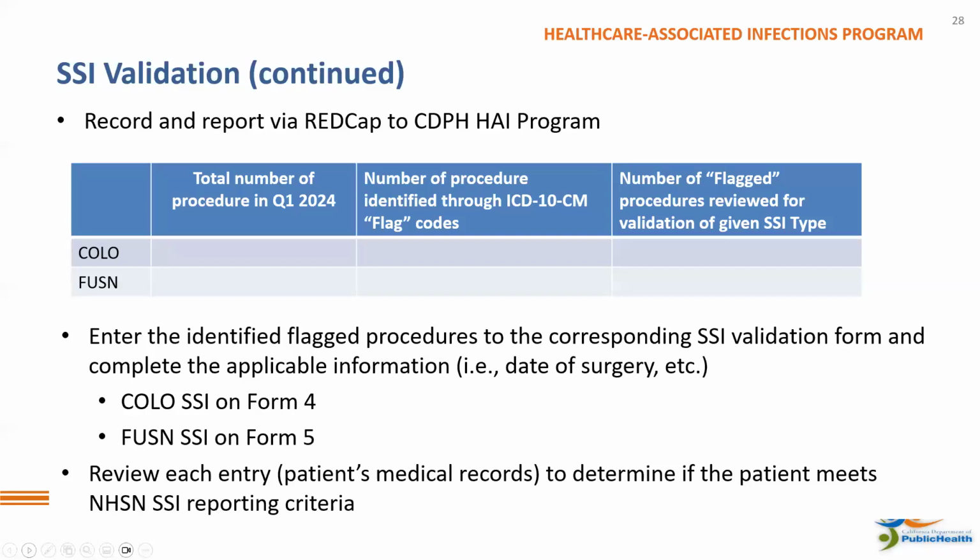So with that, put all your information into REDCap, enter those flag procedures into the corresponding SSI validation form, and complete the applicable information, such as date of surgery and others. For Colo SSI, you're going to use Form 4. For Fusion SSI, that's going to be recorded on Form 5. And review each entry, so looking into the patient's medical record to determine if the patient actually meets NHSN SSI reporting criteria. Next slide.